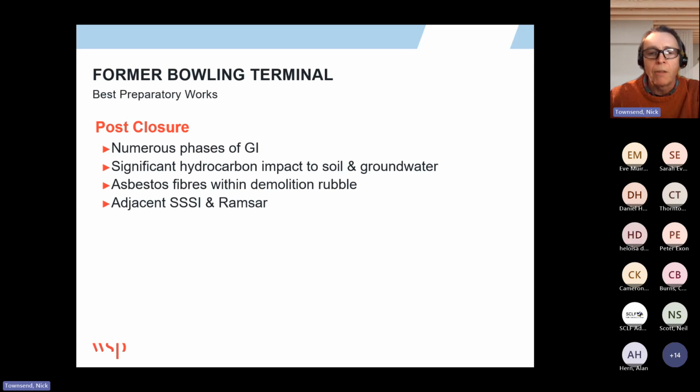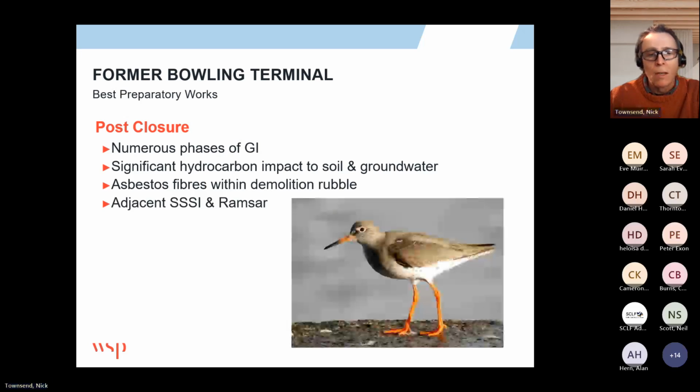We also have the other challenge of the site being adjacent to SSSI and Ramsar designated areas. And we have redshanks overwinter in the Clyde estuary. They use the mudflats for feeding, and the works are obliged to minimise any disturbance to them.